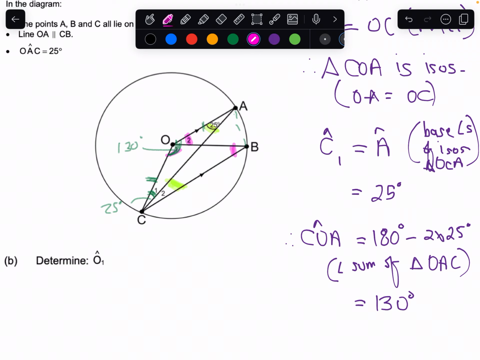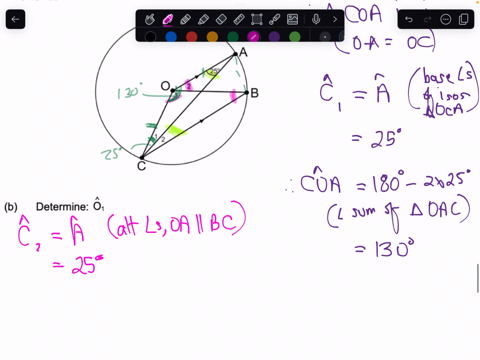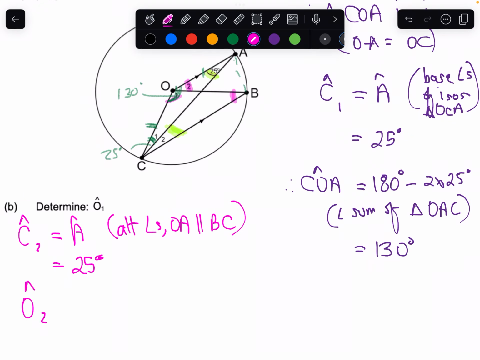So, we know that angle C2 is equal to angle A because of alternate angles on the parallel lines we were provided with, which gives us C2 is 25 degrees. And then we know angle at center, so angle O2 is equal to 2 times angle C2 because the angle at center is twice the one at the circumference. So that'll be 2 times 25, which is 50.